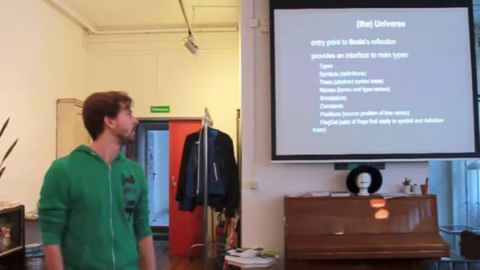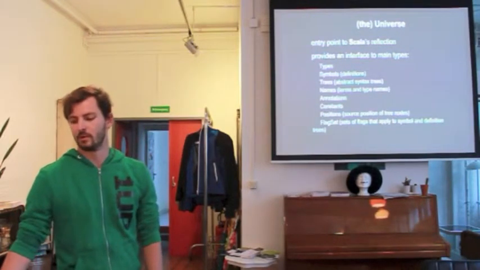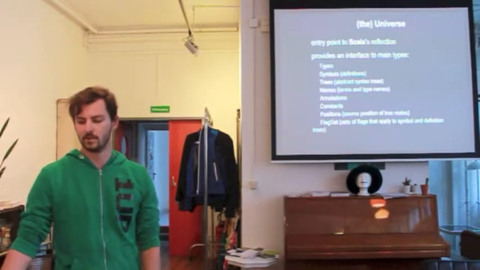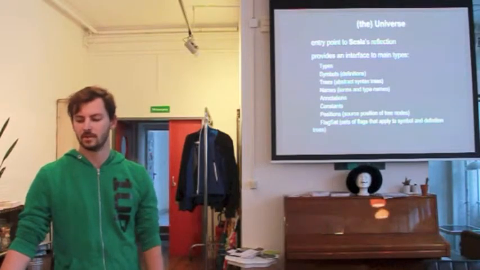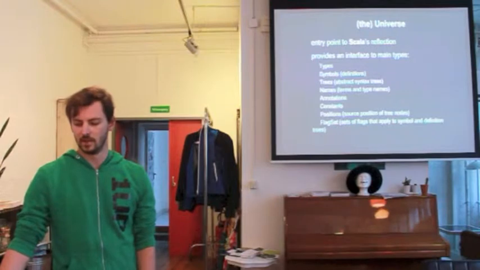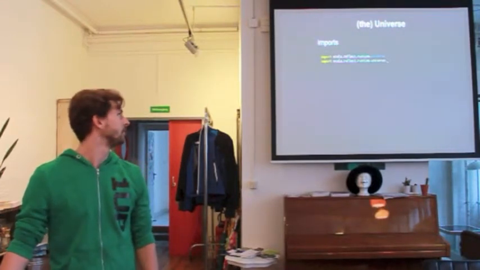So, the entry point to Scala's reflection is the universe. It provides an interface to all main types which you can use, which are divided into types, symbols, which represent definitions, trees, names, annotations, constants, positions, and flag sets. To import this, you need the scala.reflect.runtime universe, and you might need some more stuff from this library.